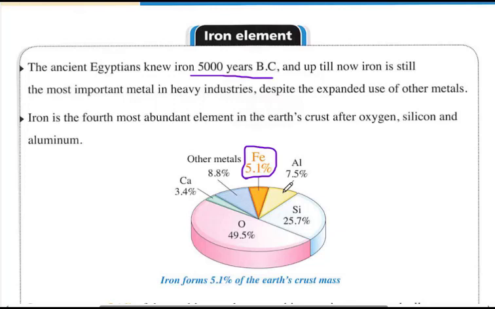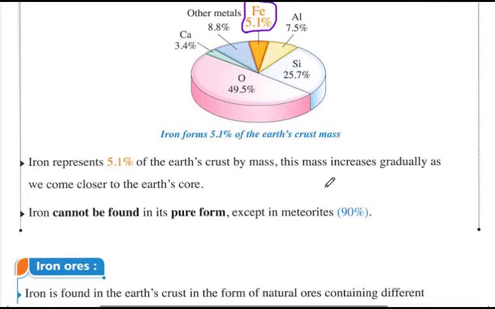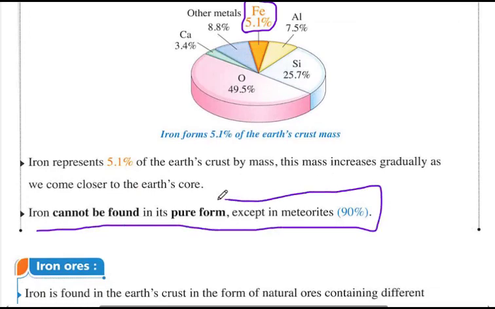Its percentage is 5.1% by mass in the earth crust. Okay, so it cannot be found in the pure form in nature, but the most pure form here in nature is from the meteorites.